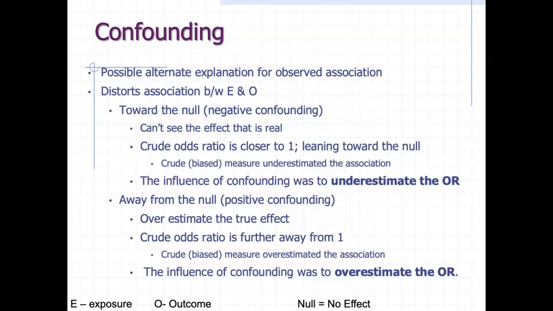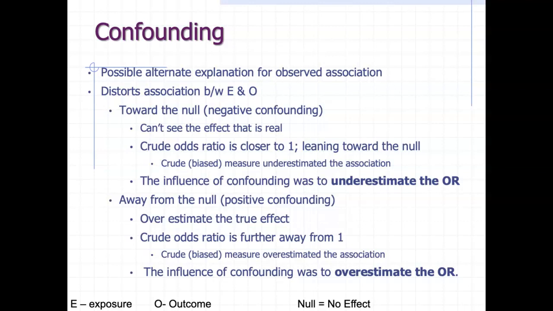Now remember, when confounding is present, the unadjusted measure that you calculated wasn't valid. It was a biased measure. So that crude or unadjusted measure of association, if you have confounding present, is biased. It's not a true or accurate measure of the relationship between two variables.